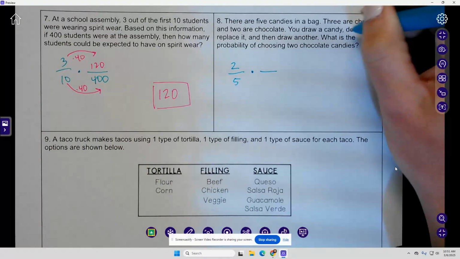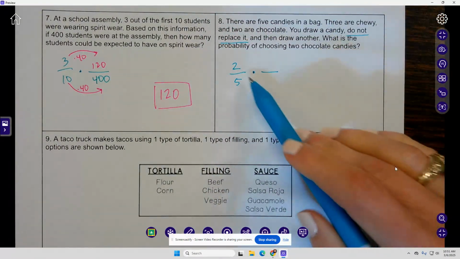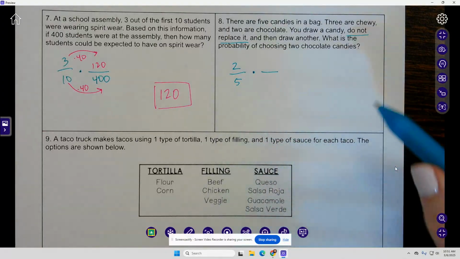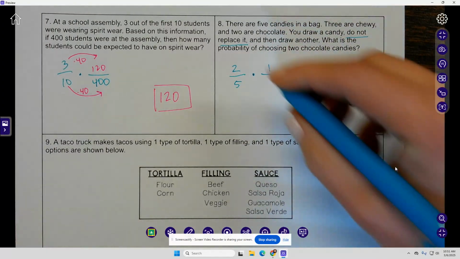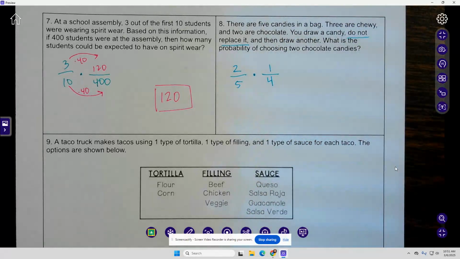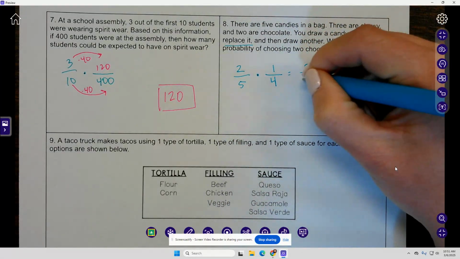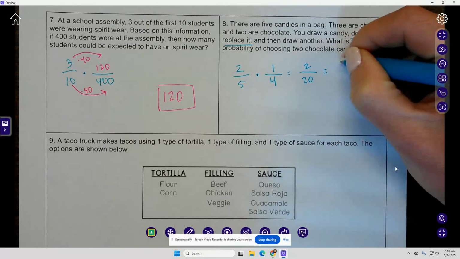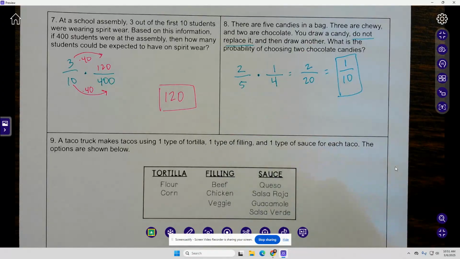And then remember, it says do not replace it. And we want to draw another chocolate candy. So if we drew 1 on the first go around, that would bring it down to 1. And that means we have 4 in the bag instead of 5. Now I'm going to multiply across. What's 2 times 1? 2. 5 times 4 is 20. This can be simplified to 1/10 or 1 out of 10.